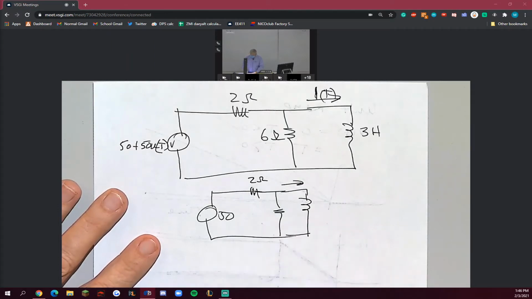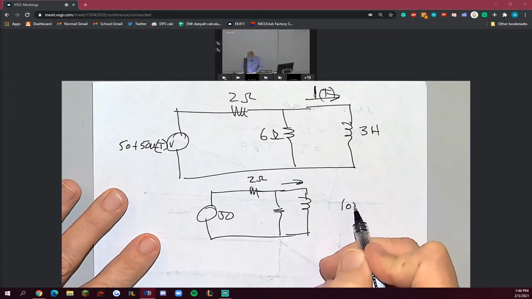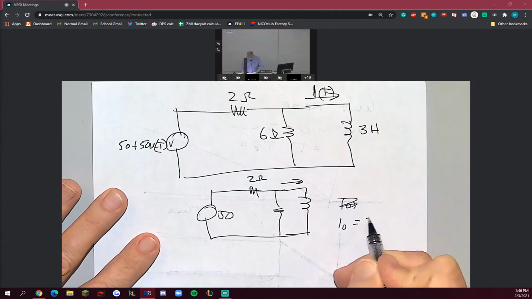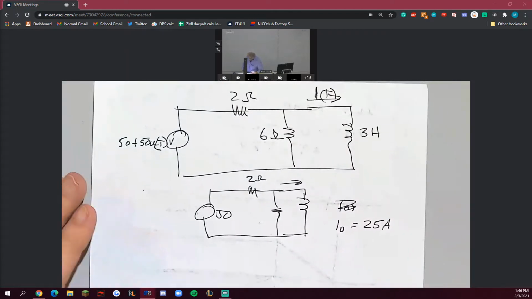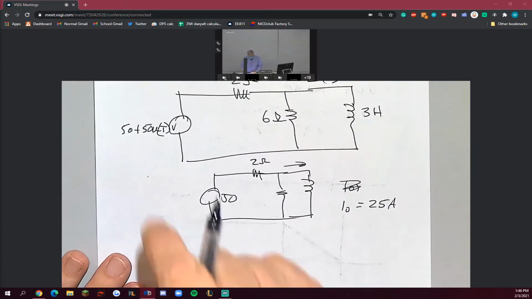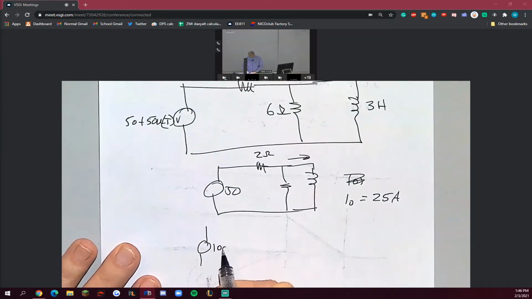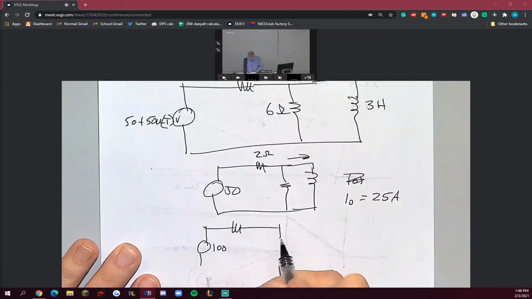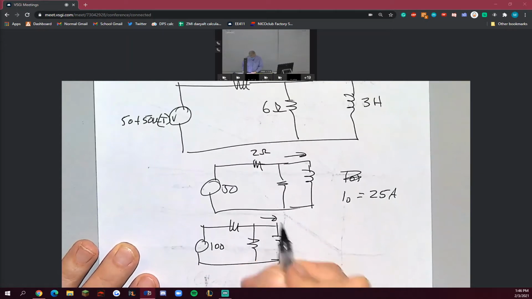We're interested in the current through the short circuit, and so Ohm's law would tell us that I is equal to 25 amps. So I0 equals 25 amps. Okay, then what happens? Then after t0, the voltage source kicks up. Now we've got 100 volts, the 2 resistors, and we're still looking at this current.